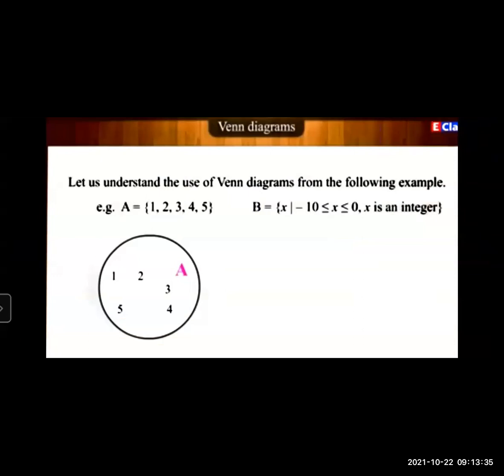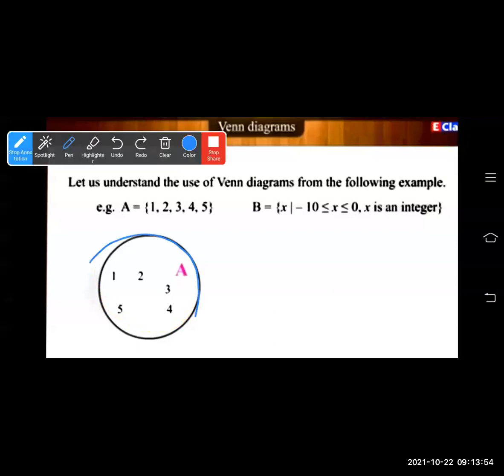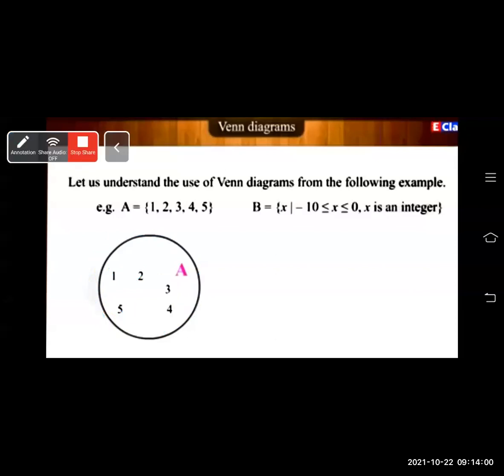For example, A is equal to the set of 1, 2, 3, 4, 5. This set A is shown by a Venn diagram like this. This round circle is your set A, and in it you have to show the elements 1, 2, 3, 4, and 5. This way you have to show the elements.